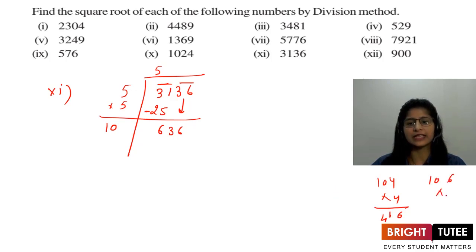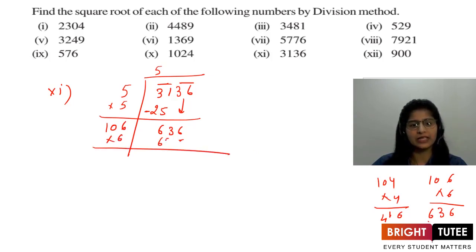Let's try with 6 then, because 6 also gives us 6 at the end here. 6 6s are 36. So 3, 6 1s are 6. Yes, if we make the digit as 6 and multiply it with 6, we get 636 and the remainder is 0. So the square root of 3136 comes out to be 56. Clear? I hope this makes sense.